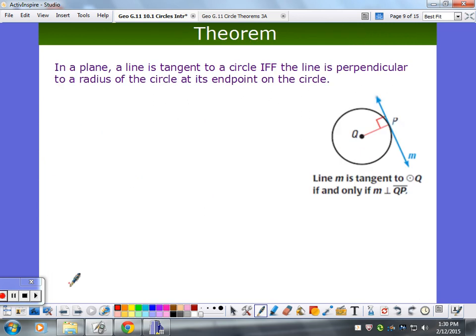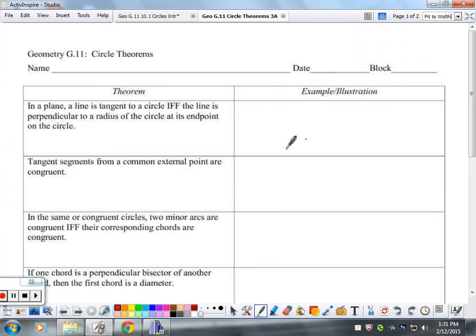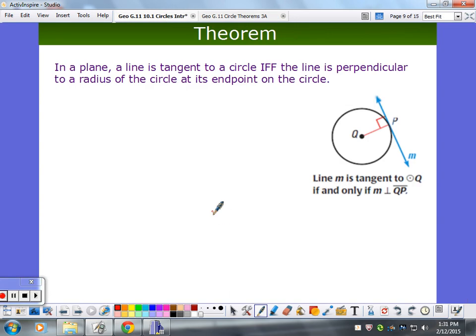And now we're getting to our first circle theorem, which means we're going to take out that little circle theorem thing, this one, right? We're going to find that little piece of paper. Since it's our first one, it should be right here. Hopefully they match. So you have that paper, and it says, in a plane, a line is tangent to a circle if and only if. It's a biconditional. If and only if the line is perpendicular to a radius of the circle at its endpoint on the circle.